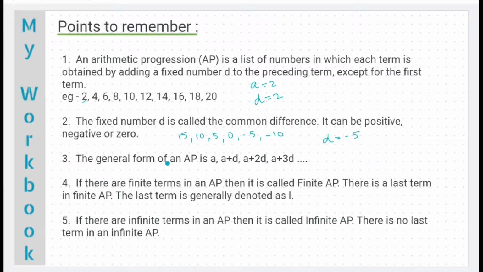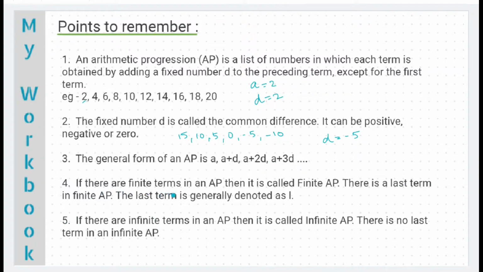The general form of an arithmetic progression is A, A plus D, A plus 2D, A plus 3D, and so on. So A is the first term and we add D to get the next term. One more D is added to get the next term and so on.